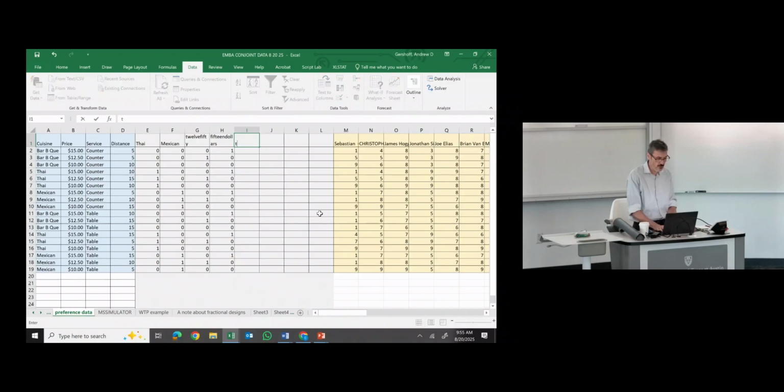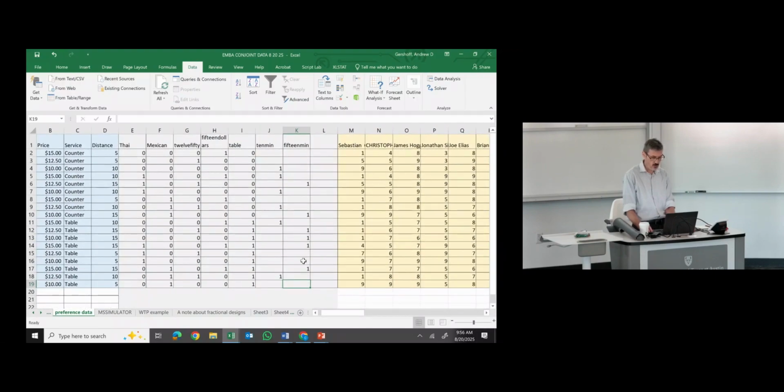So the service in this case, I'm going to have a variable I'm going to call table. This is a 1 wherever it's table service and a 0 everywhere else. And then for distance, I'm going to also assume potential nonlinearity. And so for distance, I'm going to call this one 10 minutes and this one 15 minutes. So I'm going to put a 1 wherever it's 10. And on this one for 15, I'm going to put a 1 wherever it's 15-minute distance. Did I get them?